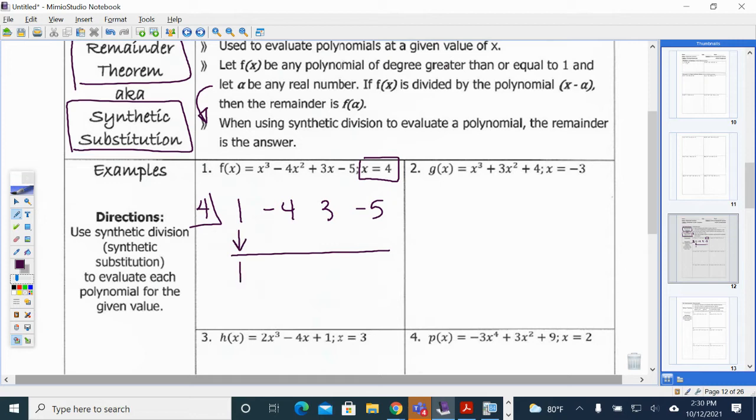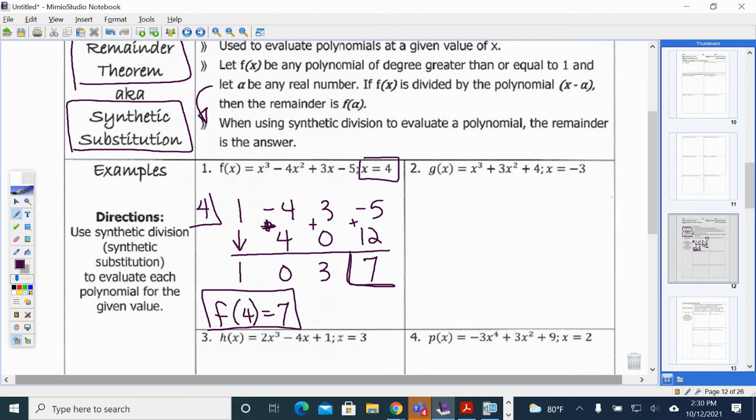Bring the first term down, put my little box where my remainder is going to go, and start multiplying and adding. 4 times 1 is 4. Negative 4 plus 4 is 0. 4 times 0 is 0. 3 plus 0 is 3. 4 times 3 is 12. Negative 5 plus 12 is 7. So my remainder is 7. To write my answer, the remainder is my answer. The f function when x is equal to 4 is going to be 7.